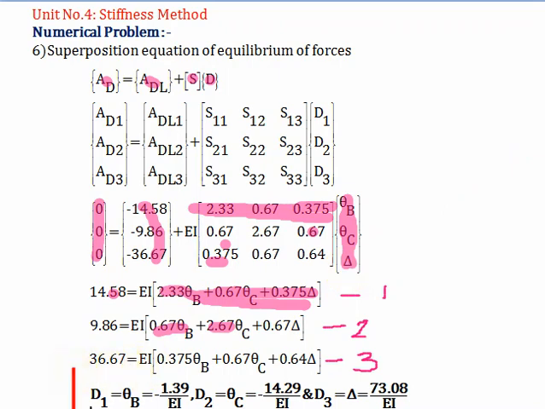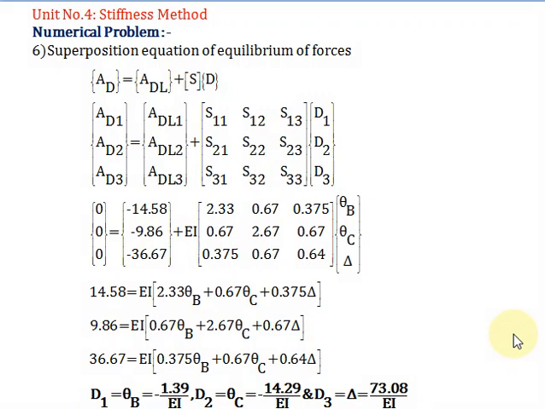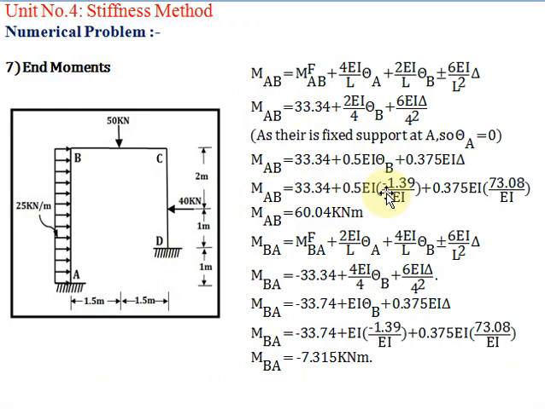So the first one that we are getting is theta B, our first unknown, which is equal to minus 1.39 upon EI. Our second unknown theta C is minus 14.29 upon EI, and the third unknown is delta, which is equal to 73.08 upon EI. Okay. Now after finding out theta B, theta C, and delta, the next step is to find out the end moments. To find out the end moments, we are applying the slope and deflection equation.